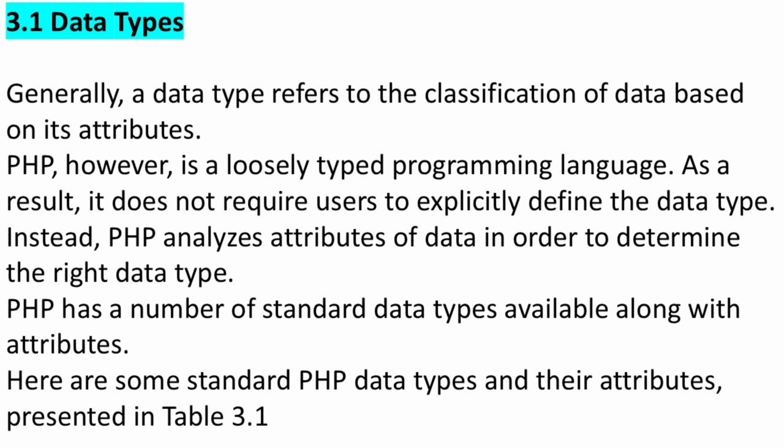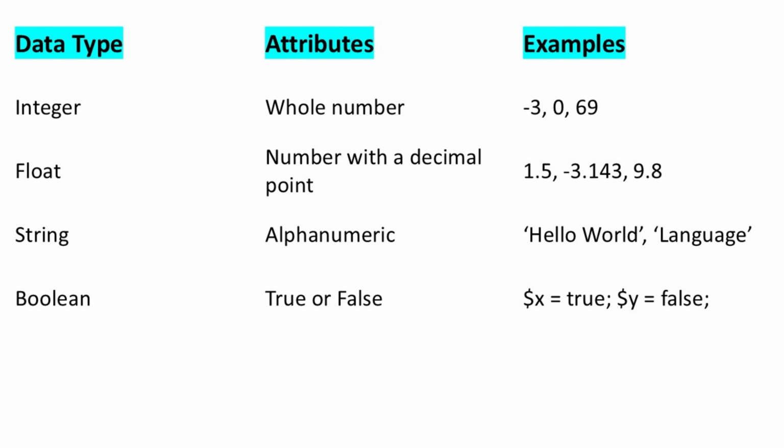For example, if you assign a number to a variable, PHP will automatically treat it as an integer. If you assign text inside quotation marks, PHP will recognize it as a string. So instead of declaring data types explicitly, PHP analyzes the value and determines the right type on its own. PHP comes with several standard data types, each having its own specific use and attributes. In the next part, we'll look at a table, Table 3.1, which lists some of these standard PHP data types along with examples.